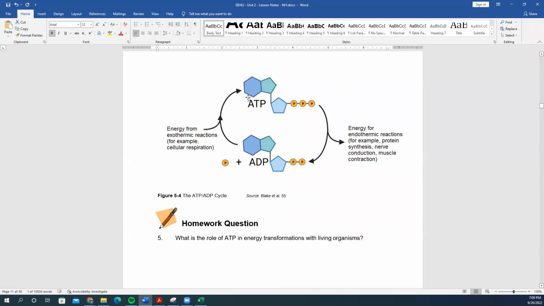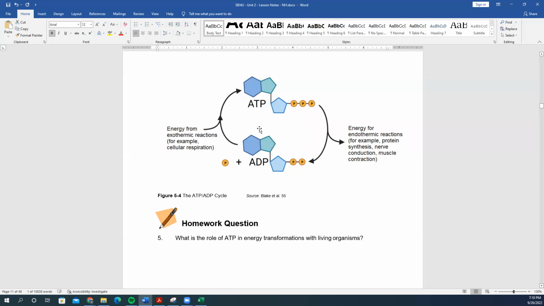And in order to recharge it, you do need to put in energy, and this input of energy has to come from other reactions that are exothermic, other reactions that are putting out energy. So you will take that energy and you will use it to create your ATP molecule again. And an example of this, as we discussed, is cellular respiration. Cellular respiration produces energy. It is exothermic, and you can use that energy to build your ATP molecule back again.